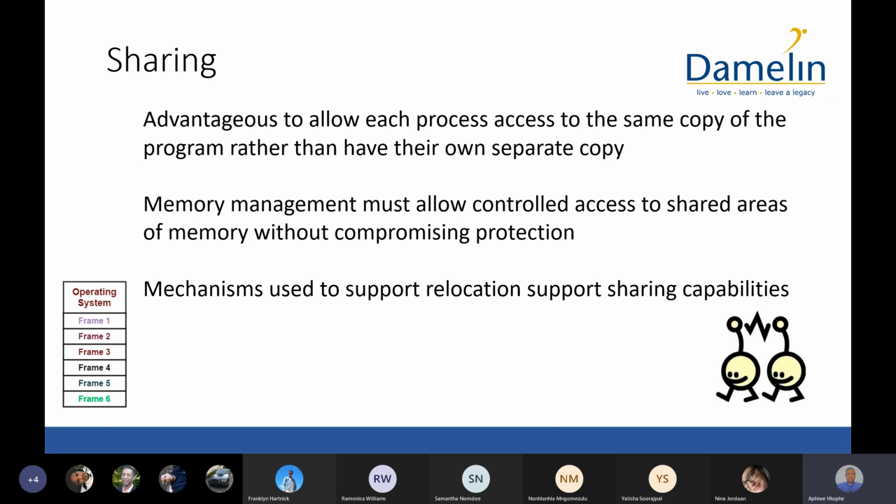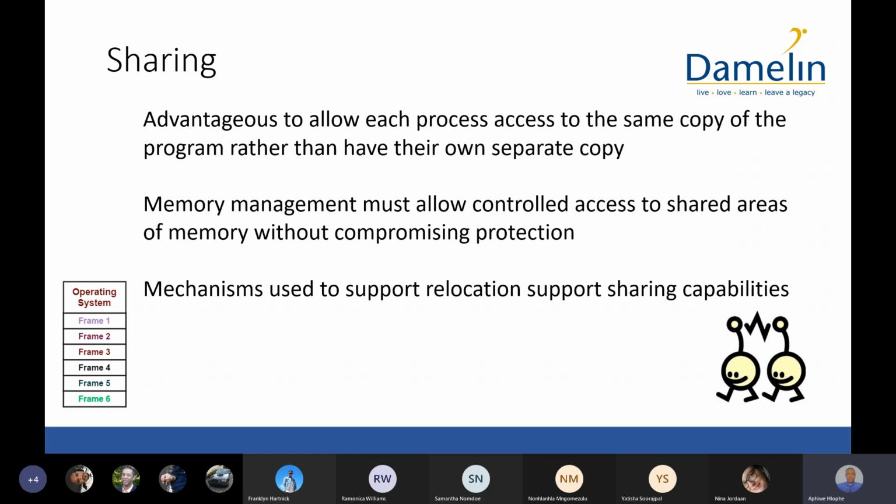It is the task of memory management to allow controlled access to the shared areas of main memory without compromising protection. When they say without compromising protection, it means the shared file that these two processes are sharing would still meet certain permissions, read or write permissions. So we are saying it's more efficient to have two processes sharing the same system file as opposed to opening up a new instance of the system file for each of the processes.